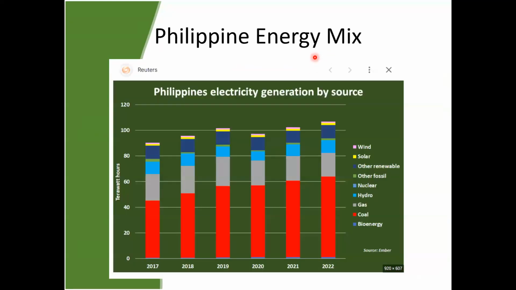Okay. So in the Philippines, this is our energy mix from 2017 to 2022. And what can you observe? Our dependence on coal is increasing. Right? It has an increasing trend.